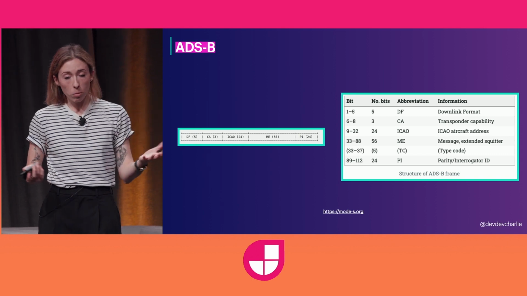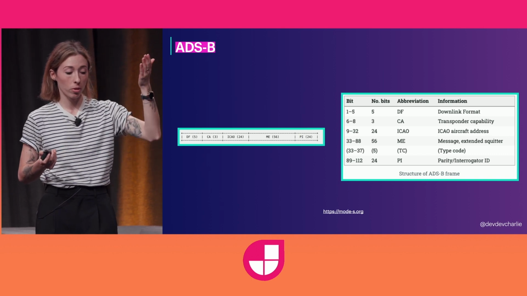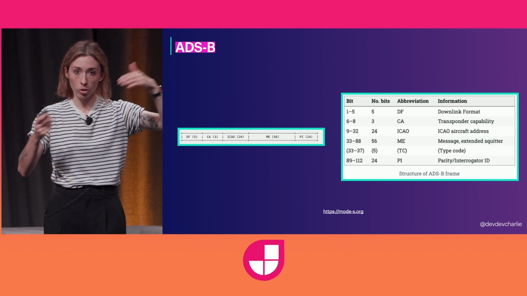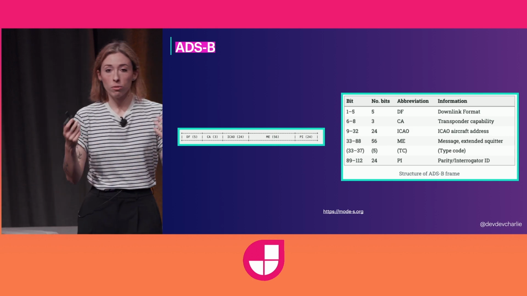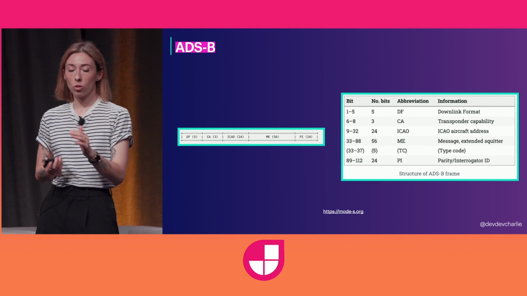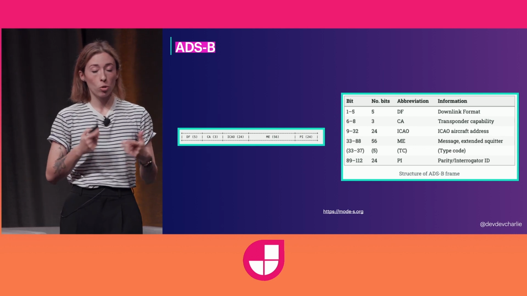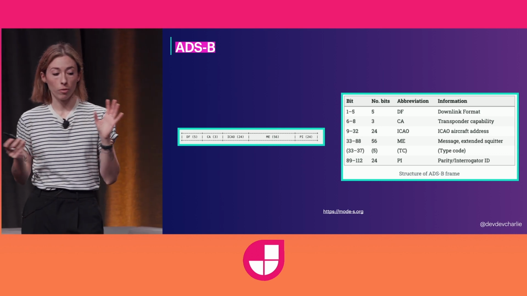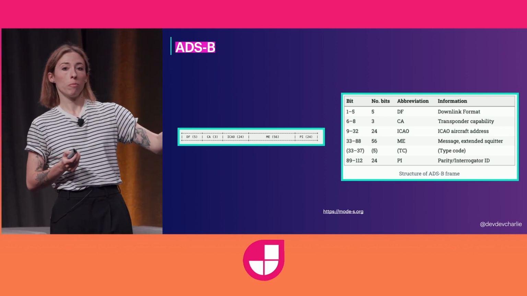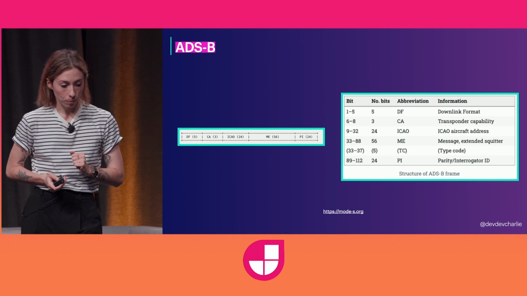So you have a table that has the description of what bits 1 to 112 mean. The first 5 bits are the downlink format, and I'll talk shortly about this. But what we're more interested in decoding is going to be the message. So 56 bits of data that we're interested in, between bit 33 and bit 88.